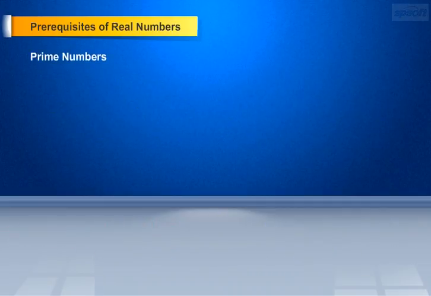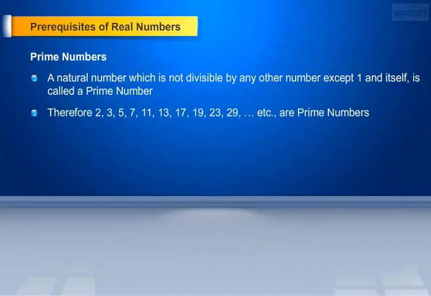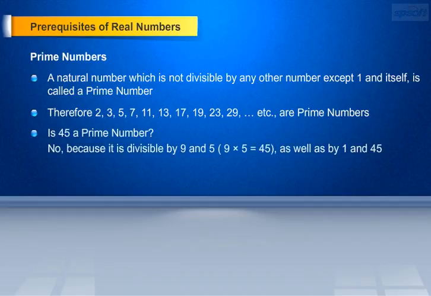Let us see what prime numbers are. A natural number which is not divisible by any other number except 1 and itself is called a prime number. Therefore, 2, 3, 5, 7, 11, 13, 17, 19, 23, 29, and so on are prime numbers. Is 45 a prime number?